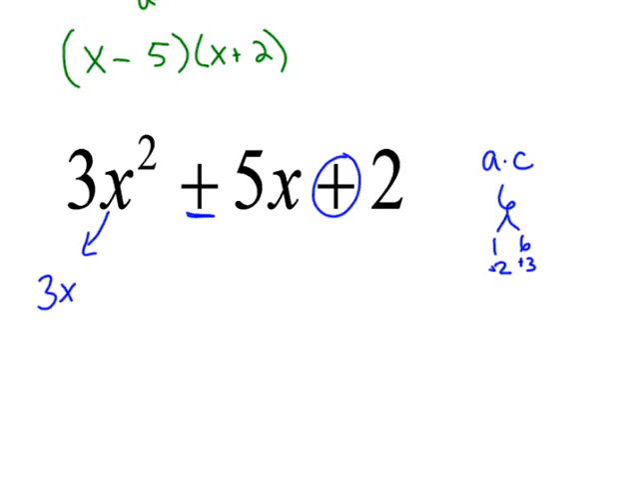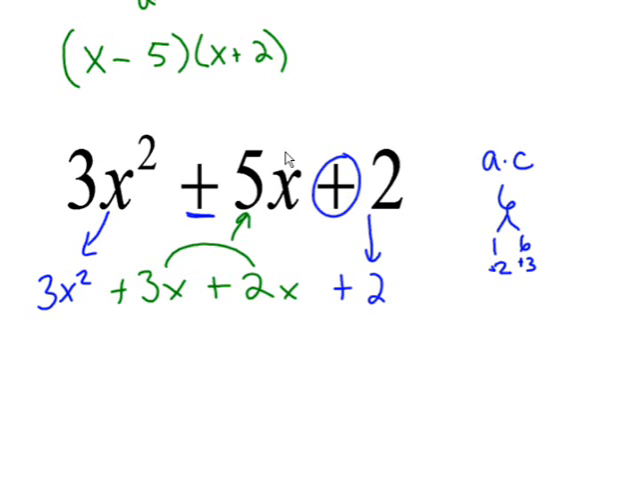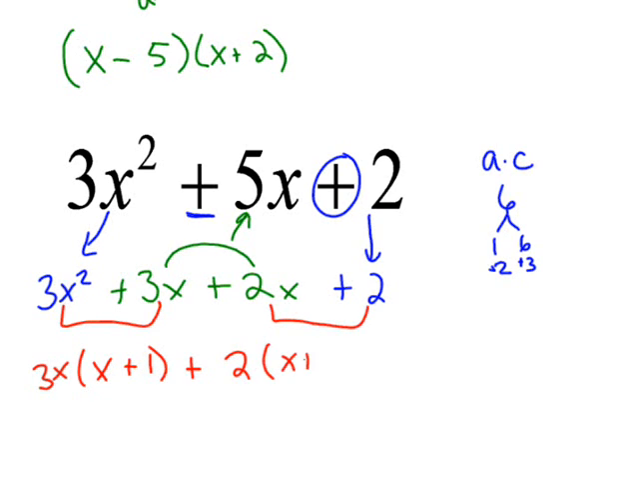You rewrite 3x squared, you rewrite plus 2, and then you write 5x as positive 3x plus 2x. Okay, so you can see that gives me 5. And then we factor by grouping. So I look at these two and take out a 3x. I'm left with x plus 1. Take out what's in common there, which is a 2. I'm left with x plus 1. Now I see that I have two terms that both have x plus 1 in them, so I pull that out front. And I am left with 3x plus 2.